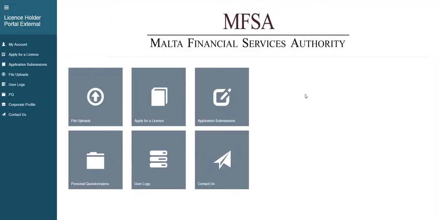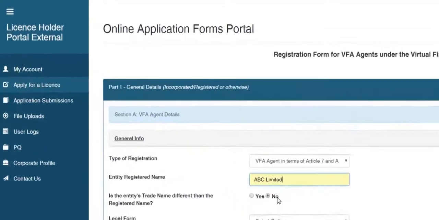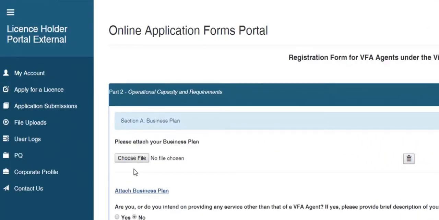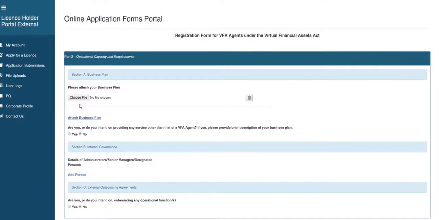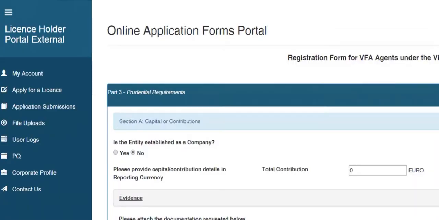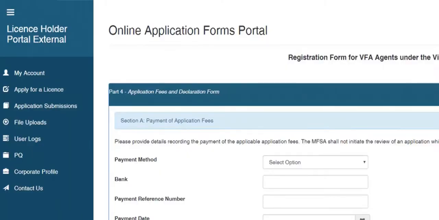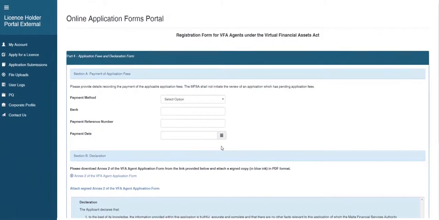The application consists of 4 parts, each of which needs to be completed in full. Part 1 covers the general details of the applicant. Part 2 covers operational capacity and requirements. Part 3 covers prudential requirements. And lastly, Part 4 covers application fees and a declaration form.